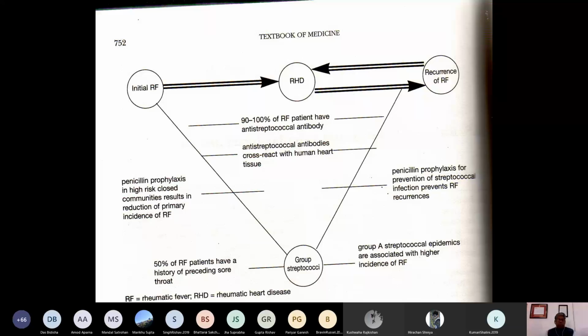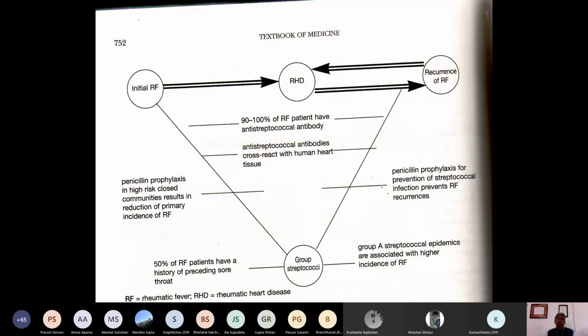50% of the patients who get rheumatic fever will give you a definite history of preceding sore throat. But imagine, in the remaining 50%, there may not be a definite history of sore throat due to group A streptococcus. Now, how someone could link this with streptococcal infection was because of the epidemics of throat infection, or outbreaks occurring in the schools, and after a few months and years, a number of children from the same group presenting with rheumatic fever and rheumatic disease.